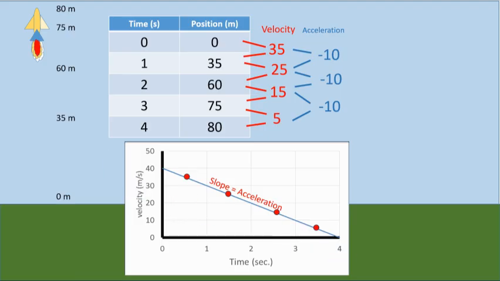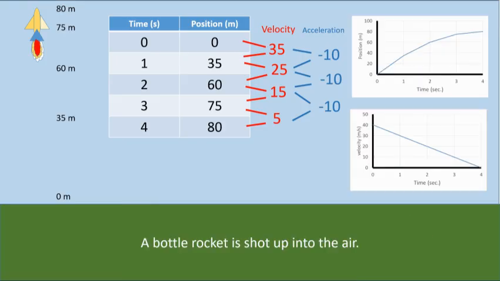The slope of this line should equal the acceleration. The slope is rise over run. Just looking at this graph, it looks like the rise is negative 40 and the run is 4. Negative 40 over 4 is negative 10, which is exactly what we got when we just looked at the numbers. So the acceleration is minus 10, right? And so is the slope of the velocity time graph.